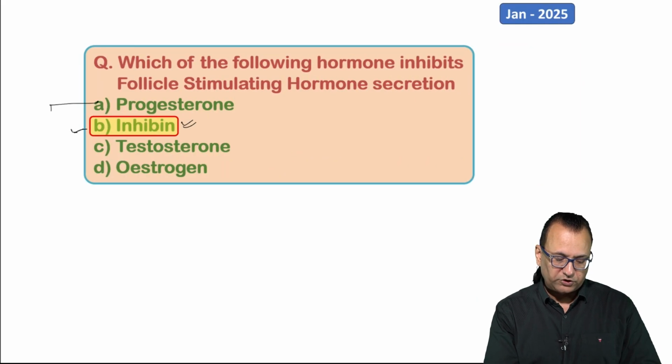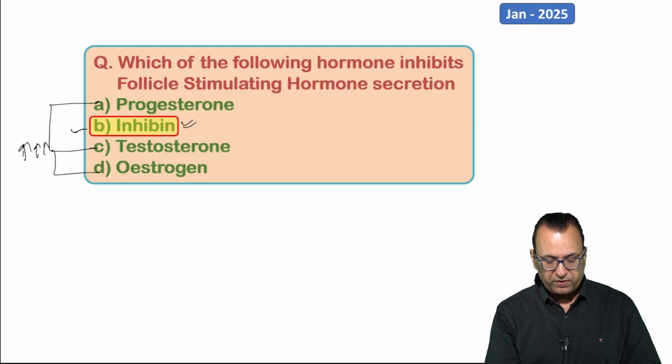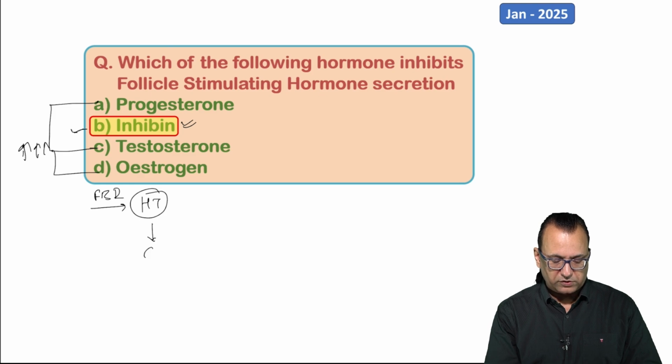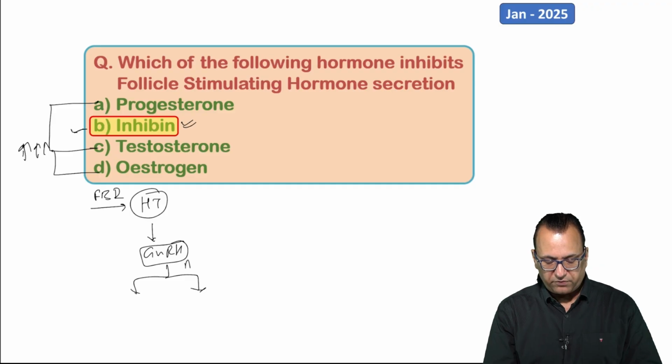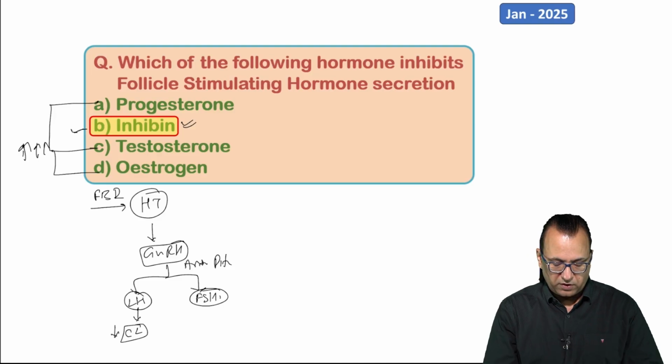What about progesterone or testosterone or estrogen if they are in excess? If they are in excess, they can always go back and work upon the hypothalamus. So there will be feedback inhibition on the hypothalamus, which will then reduce the gonadotropin releasing hormone, which will then reduce the activity of the anterior pituitary, so that you are reducing the activity of LH and reducing the activity of FSH. LH works on the corpus luteum, so the activity of the corpus luteum is going down, so you will have less progesterone.